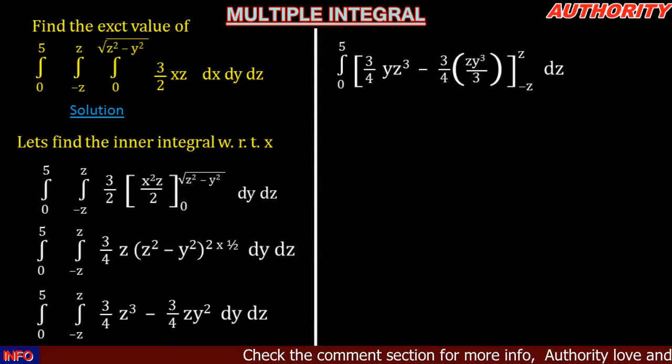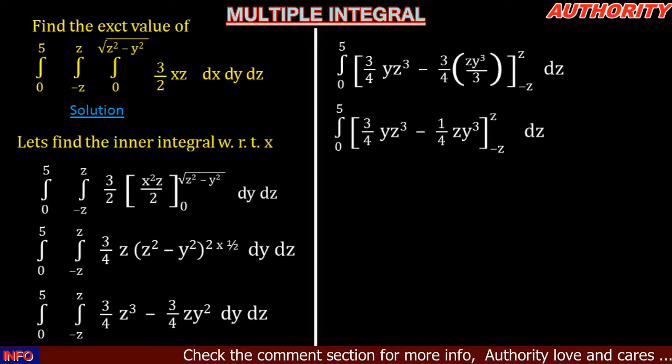All right, good. And then going to the second side, where we have minus 3 all over 4 zy squared. When we integrate this, it's going to give us 3 all over 4 open bracket zy cube all over 3. In this place, 3 all over 4 times 1 all over 3 is going to give you 1 all over 4. So here we have the integral from 0 to 5, open bracket 3 all over 4 yz cube minus 1 all over 4 zy cube.